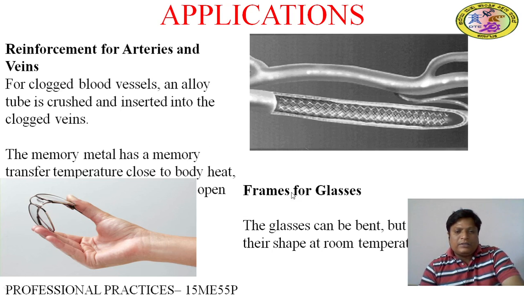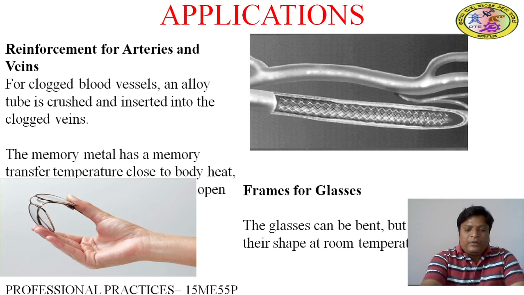Here is the frame for glasses. This means the glasses can be bent but will return to their shape at room temperature. The frame of the glasses is made from shape memory alloy, so when forces are applied, it will be bent or deformed, then when kept at room temperature, it regains its original shape. These are some typical applications of shape memory alloys.